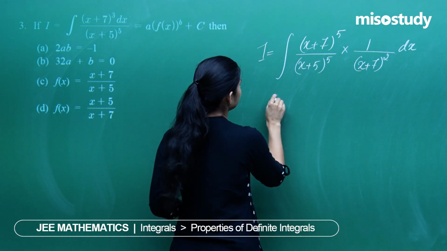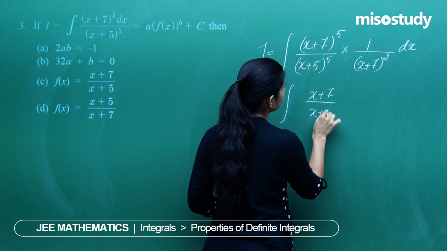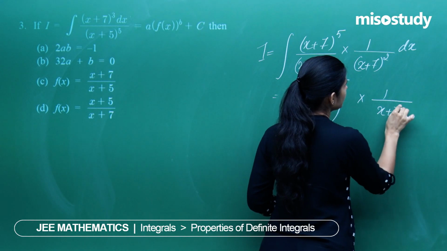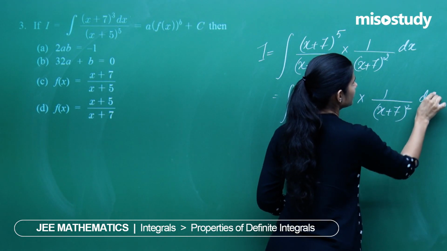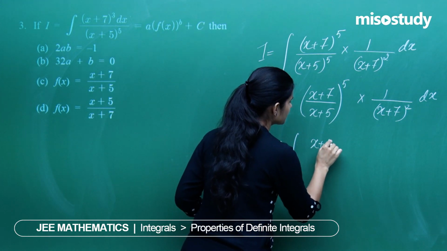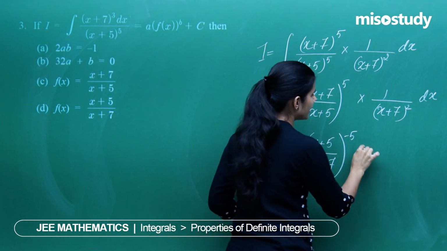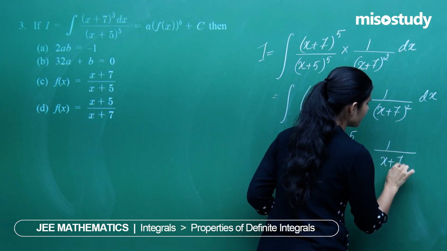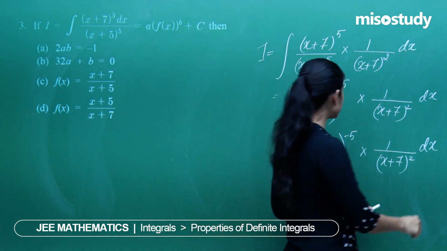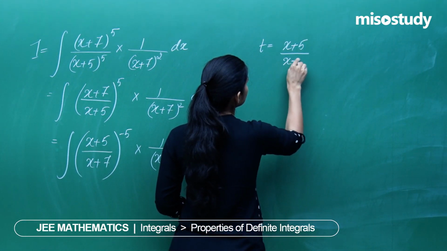Clear? Now you have what? This becomes (x plus 7 upon x plus 5) whole to the power 5 into 1 upon (x plus 7) whole square. Now I do something very smart. What I do is I write this as (x plus 5 upon x plus 7) whole to the power minus 5 into 1 upon (x plus 7) whole square dx. Now why do I do this? Because my next target is to take t equals x plus 5 upon x plus 7.